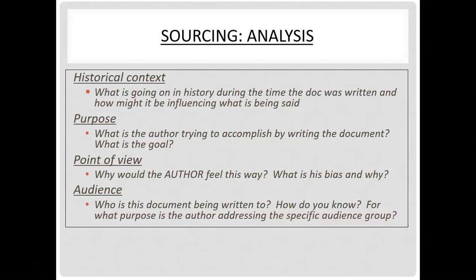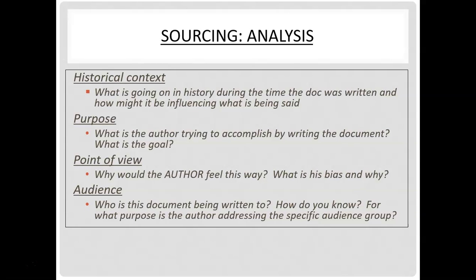Point of view. Point of view basically is kind of discussing what an author's bias is and why the author would have that bias. And just so you understand, every single document, whether it's text-based, whether it's a chart, whether it's a visual, every document has bias. So never, ever, ever say this document has no bias. And don't say that this document has bias, because AP scholars already know that. Your goal is to tell us what the bias is and why.